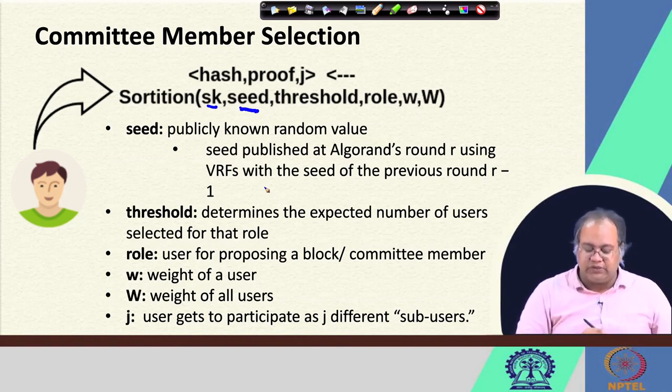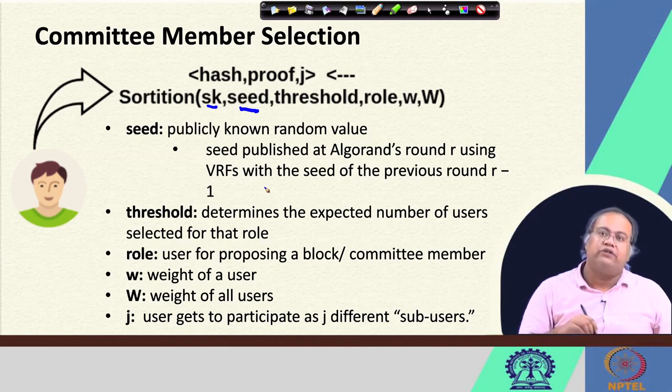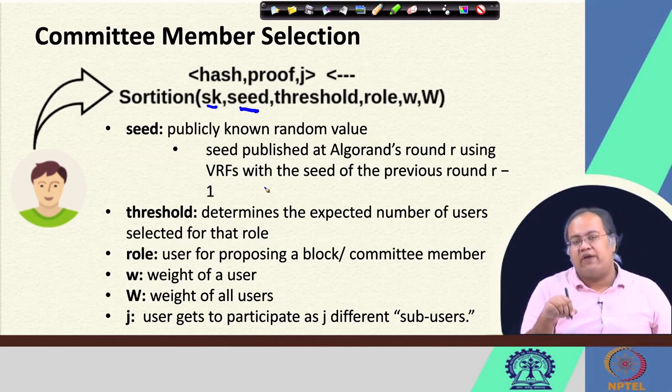Then I have a threshold. The threshold determines the expected number of users selected for that role. So, for example, if I decide that only one user is going to be selected through this verifiable random function, then my threshold is 1.